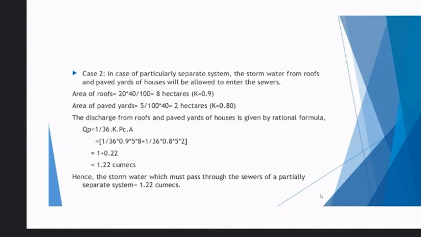The discharge from roofs and paved yards of house is given by rational formula QP equals 1 over 36 multiplied by K multiplied by PC and multiplied by 8. And substitute all the values, we get the QP equals 1.22 cubics. Hence, the stormwater which passes through the sewers of a partially separate system is 1.22 cubics. That's all.